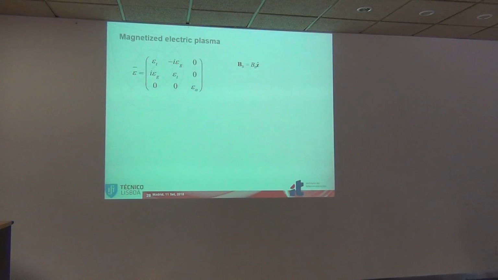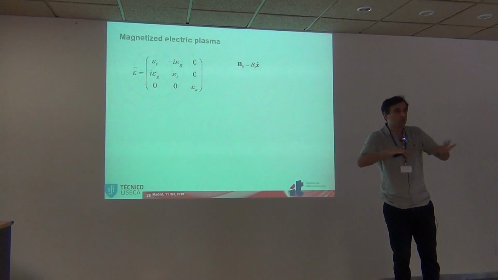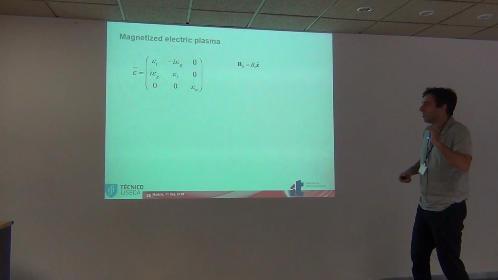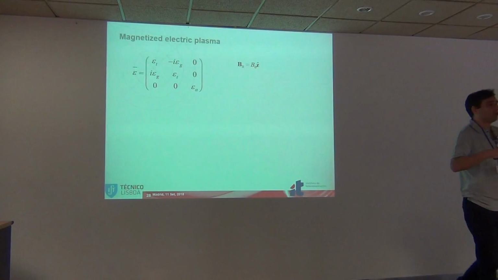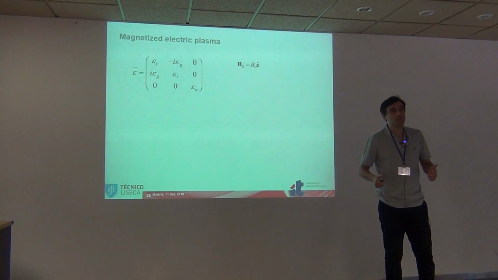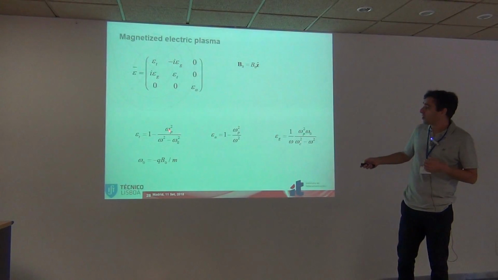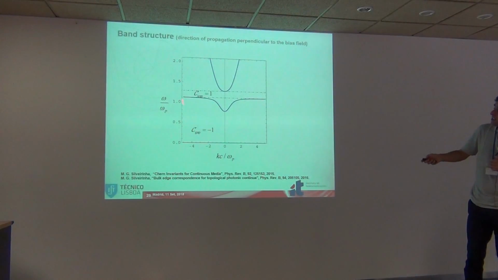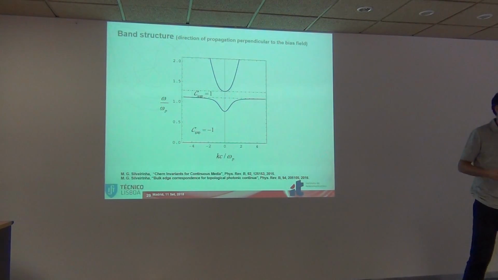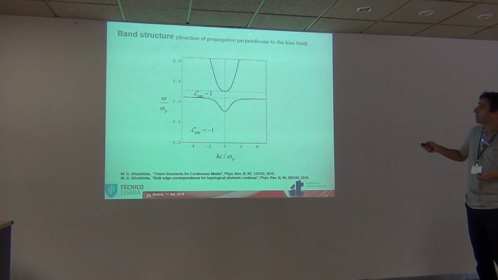So let me illustrate this with an example. For simplicity, I'm going to consider a continuous material, with no periodicity. It is just a magnetized electric plasma, a Drude metal, and you put a magnetic field on it. The response becomes non-reciprocal and gyrotropic. These are the formulas, if you are curious to see. And this is the band structure: frequency versus wave vector, for propagation perpendicular to the bias field.